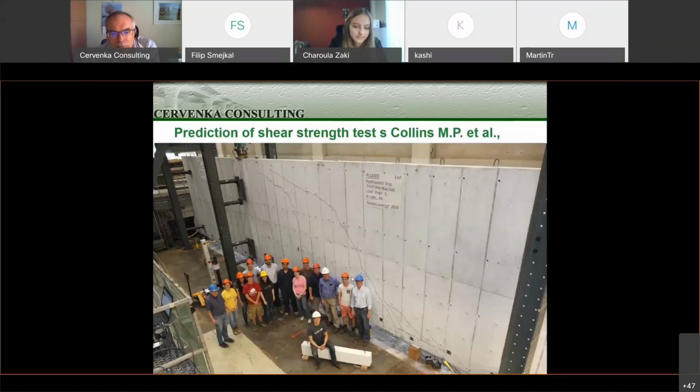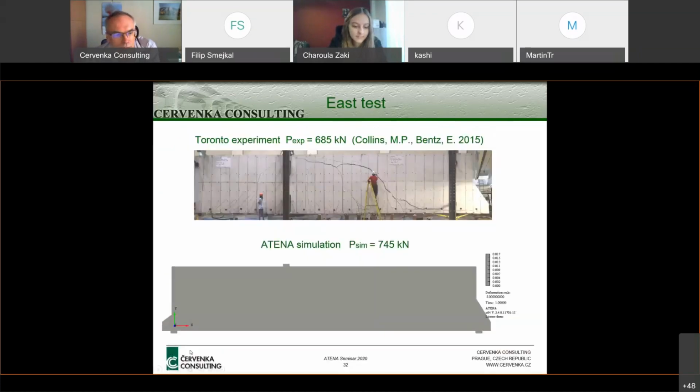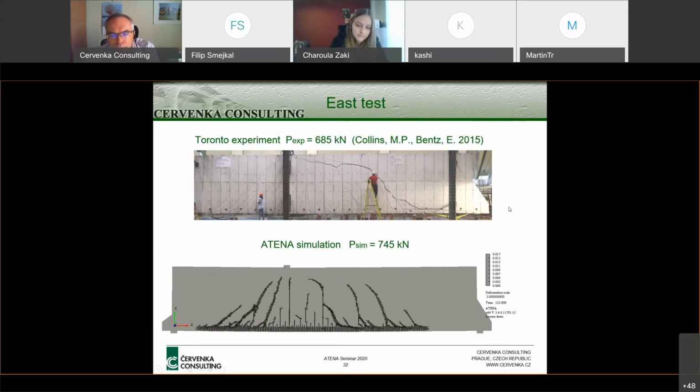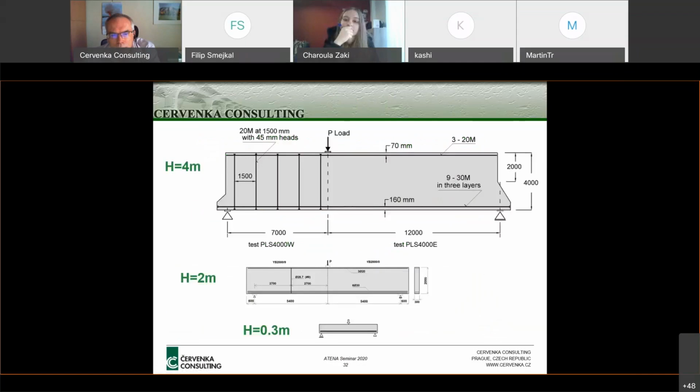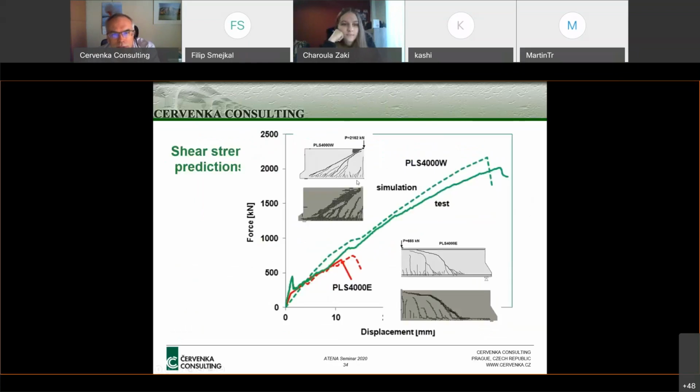This is the large beam from Toronto, again just to give an idea about the numerical simulation. So this is an animation of the ATENA analysis. This time it was a two-dimensional analysis because it is a 2D problem. So there were two beams, and here are other beams from this time.